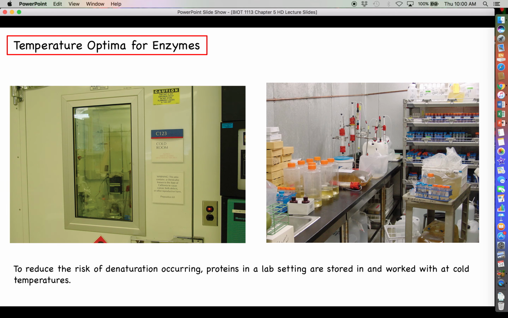In these pictures, you're seeing what's called a cold room, which is a laboratory room that is maintained at a temperature of about 4 degrees Celsius, which is generally what refrigeration temperatures are. You can actually walk into this cold room. You see the door on the left, and then you see what it looks like on the inside. You can see a lot of buffers and chemicals and apparatus that are necessary for the purification of proteins.